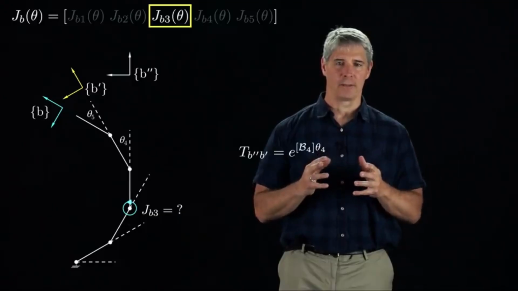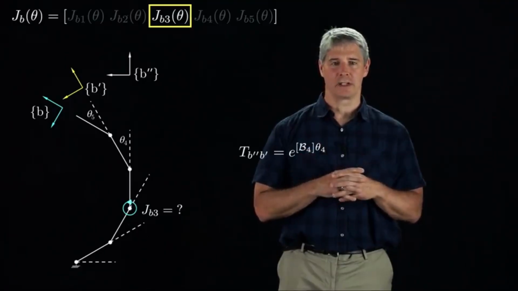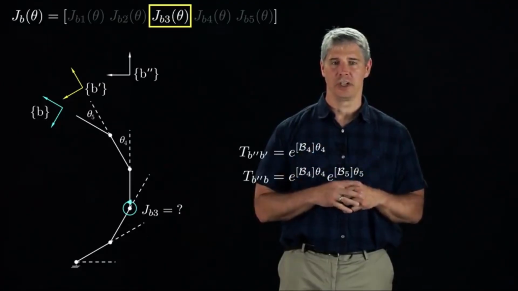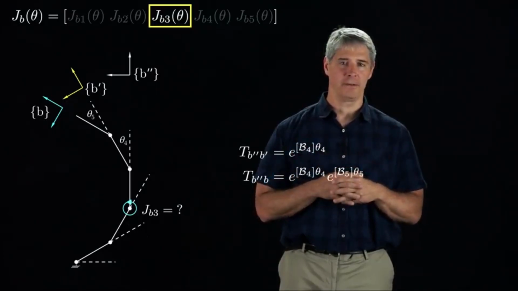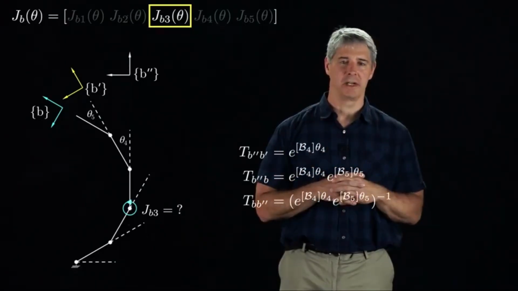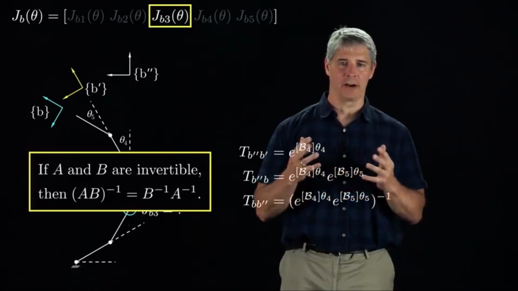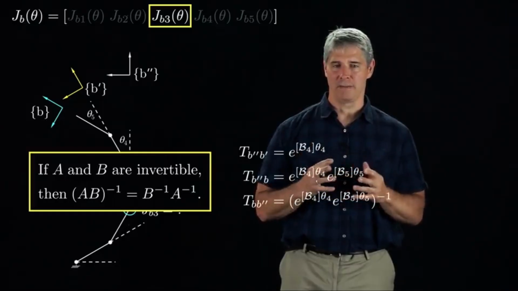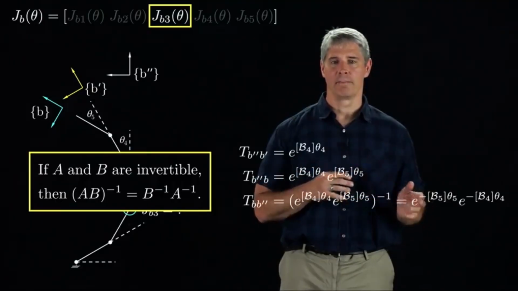To find the B frame relative to the B double prime frame, we post-multiply T_B''B' by the body frame transformation corresponding to rotation about the body screw axis B5, giving us the equation shown here. What we really want, though, is the configuration of the B double prime frame relative to the B frame, so we reverse the subscripts, which is the same as taking the inverse of the transformation matrix. Making use of the fact that the inverse of A times B, where A and B are invertible matrices, is just B inverse times A inverse, we can write T_BB'' in this form.